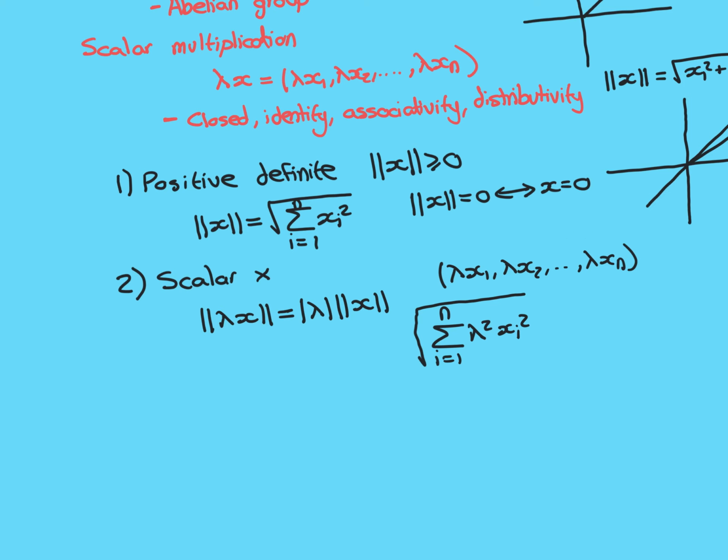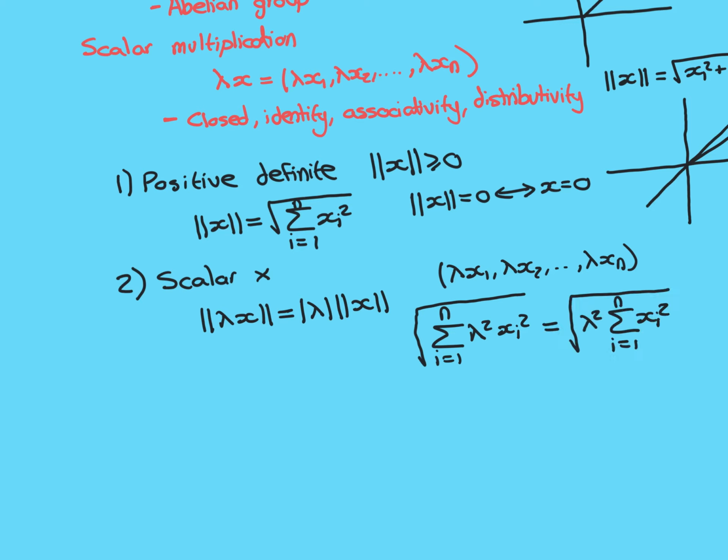Our vector lambda times x is lambda x1, lambda x2, all the way up to lambda xn. The norm of that, the Euclidean norm, is then the square root of the sum from i equals 1 to n of (lambda xi) squared, which of course is lambda squared times xi squared. And you'll notice that lambda squared is common to every single one of the things that we're summing up, so we can pull it out of this sum.